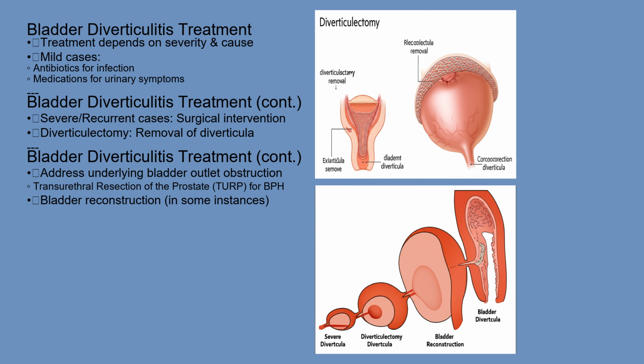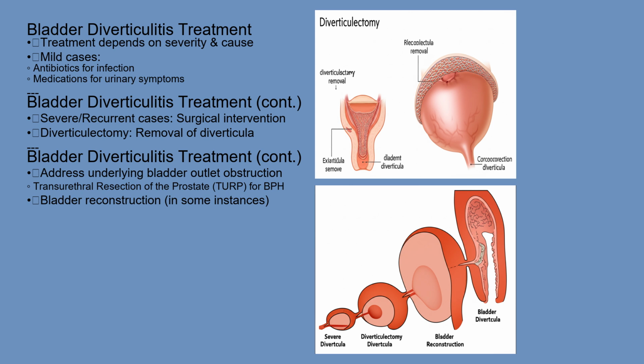Treatment for bladder diverticulitis depends on the severity of symptoms and the underlying cause. Mild cases may be managed with antibiotics to treat the infection and medications to manage urinary symptoms. More severe or recurrent cases may require surgical intervention.